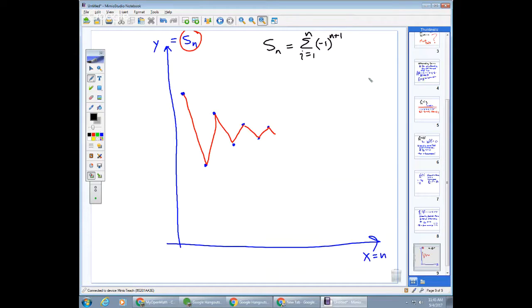Is your first term supposed to be positive or negative? That's going to depend on your starting point and whether you choose this to be n or n plus 1. All right, and so then we have our terms, the b_n's. And remember, our b_n's have to be the positive things, okay?